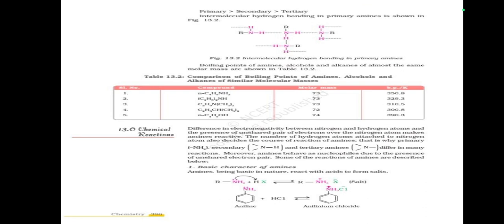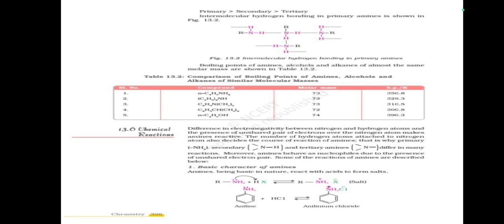Chemical reactions. The difference in electronegativity between nitrogen and hydrogen atoms and the presence of an unshared pair of electrons over the nitrogen atom makes amines reactive. The number of hydrogen atoms attached to a nitrogen atom also decides the course of a reaction of amines. That is why primary, secondary, and tertiary amines differ in many reactions. Moreover, amines behave as nucleophiles due to the presence of unshared electron pairs. Some of the reactions of amines are described below.